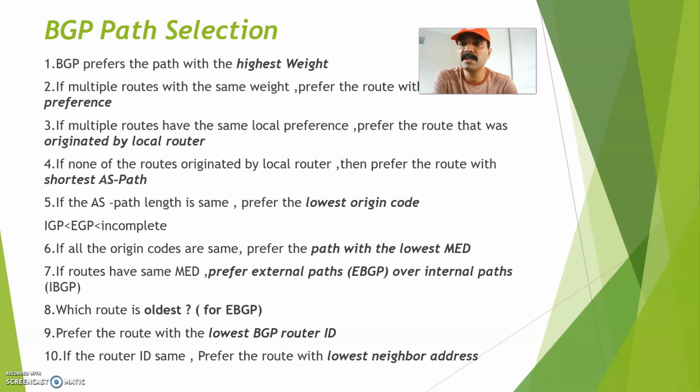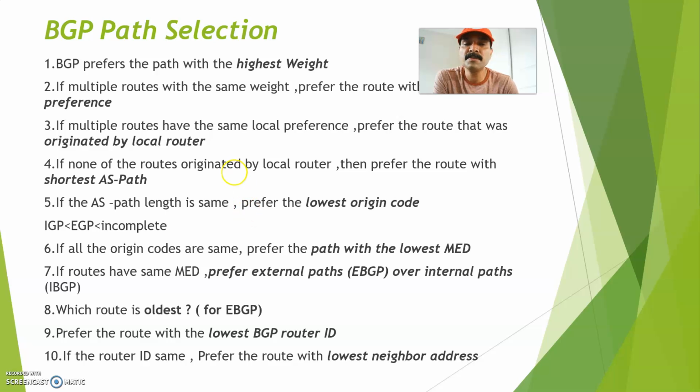So what about BGP path selection? BGP always prefers the path with the highest weight, and with multiple routes with the same weight, it will prefer the route with the highest local preference. If multiple routes have the same local preference, then it will prefer the path that was originated by the local router. If none of the routes were originated by the local router, then it will prefer the route with the shortest AS path, then the lowest origin code, and then the path with the lowest MED. Always try to remember at least the first five points, right? That's the main point you have to understand about BGP path selection. This is the path selection algorithm BGP always uses for selecting the best path.